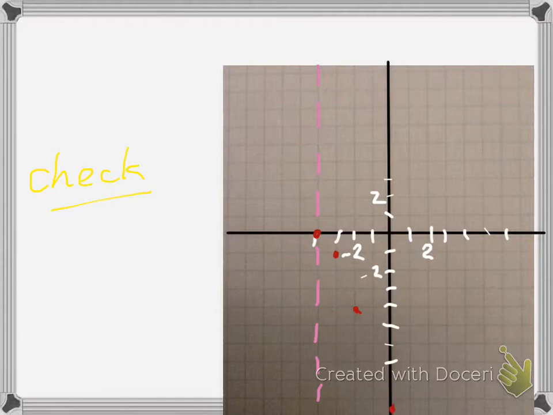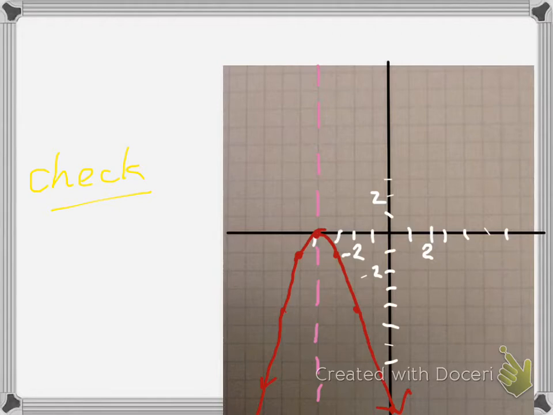Alright, so now let's reflect. I'm 1 away. Let's go 1 away. I'm 2 away. Go 2. And our y-intercept is way off the graph, so I'm just going to go down. Okay. And there's our parabola. It is a negative quadratic.